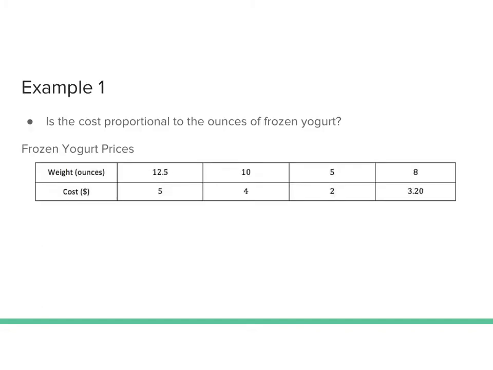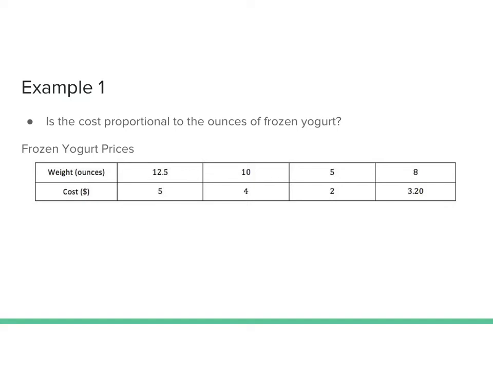So this is your first example, and we're trying to figure out, is the cost proportional to the ounces of frozen yogurt? The chart below shows us frozen yogurt prices. It shows different weights and what their cost is going to be. So what we're trying to figure out is, is this table made up of equal ratios?